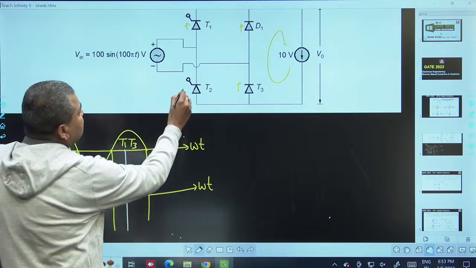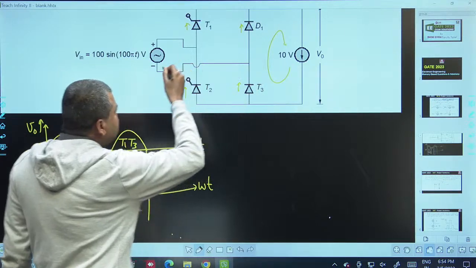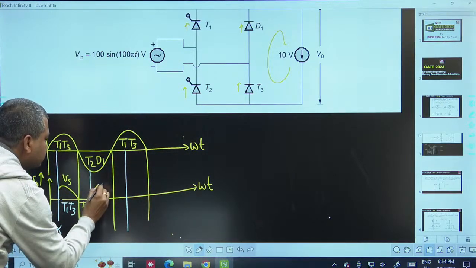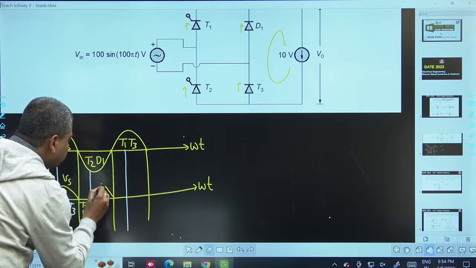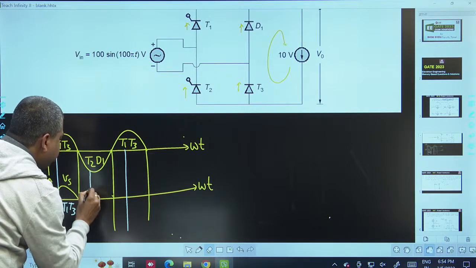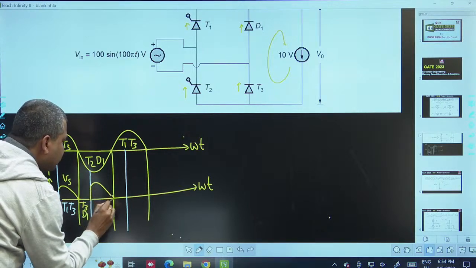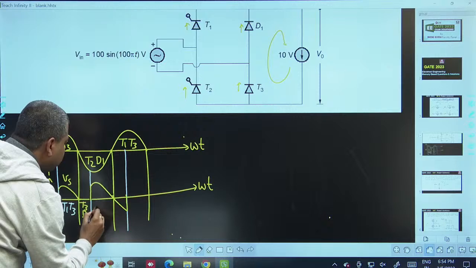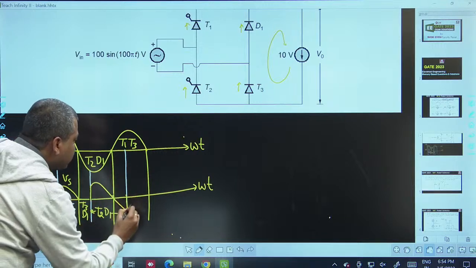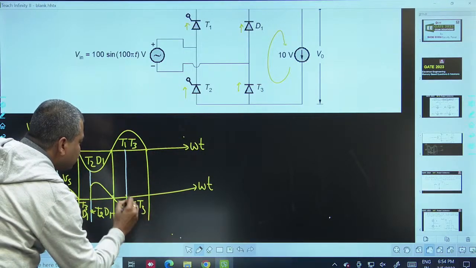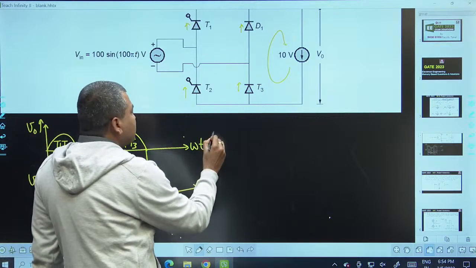At pi plus alpha, we trigger thyristor T2. When T2 is switched on, T3 will turn off. So the load voltage is minus Vs. And that continues up to 2 pi plus alpha, with T2 and D1 conducting. Again at 2 pi plus alpha, T1 and T3 are triggered, so V0 is the same as Vs. Now let us find out the average output voltage here.